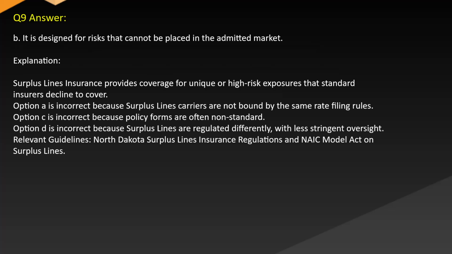Answer: B. It is designed for risks that cannot be placed in the admitted market. Explanation: surplus lines insurance provides coverage for unique or high-risk exposures that standard insurers decline to cover. Option A is incorrect because surplus lines carriers are not bound by the same rate filing rules. Option C is incorrect because policy forms are often non-standard. Option D is incorrect because surplus lines are regulated differently with less stringent oversight. Relevant guidelines: North Dakota Surplus Lines Insurance Regulations and NAIC Model Act on Surplus Lines.